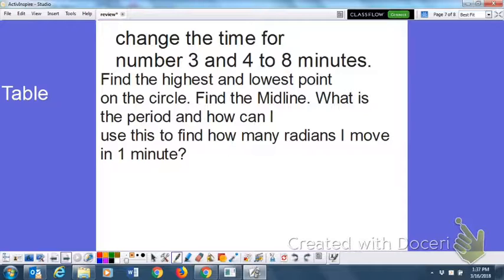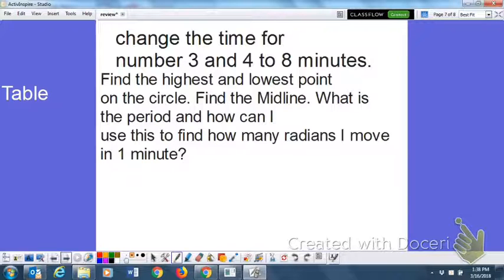Change 3 minutes on number 3 to 8 minutes, and then 6 minutes on number 4 to 8 minutes. So we're going to do problem number 3. It says write a function, and instead of sine, can you cross out sine and make a cosine? So we're going to write a cosine function for the following. So we're back to your old friend, the Ferris wheel, right?